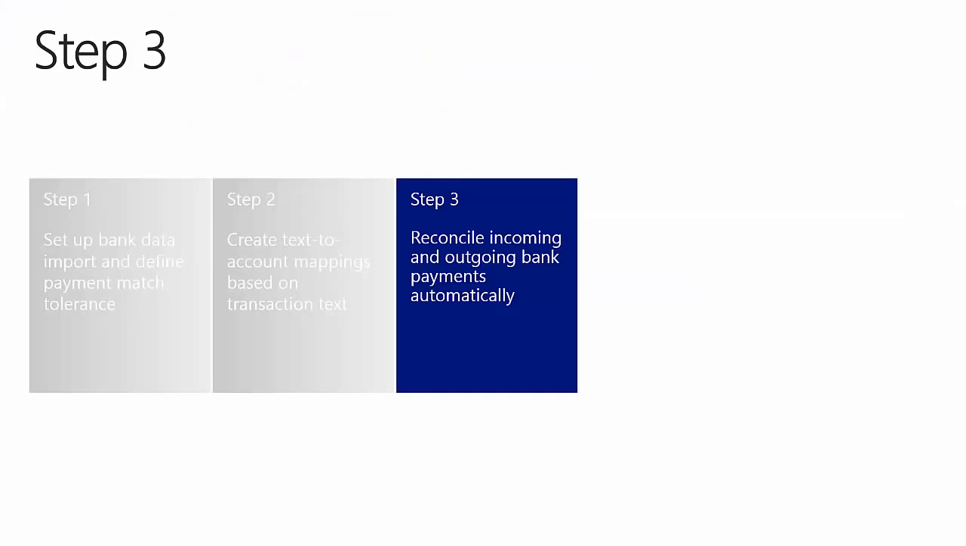The third step is to learn how to reconcile incoming and outgoing bank payments automatically. For this process, you can take advantage of the new functionalities we learned before, as text-to-account mapping rules and the automatic application. You will also learn how to review and manually adjust the automatic payment applications proposed by the system. Let's follow a little demo in Microsoft Dynamics NAV 2015.